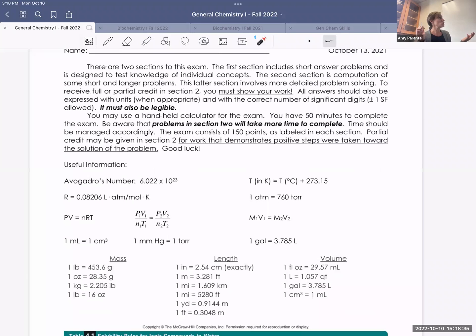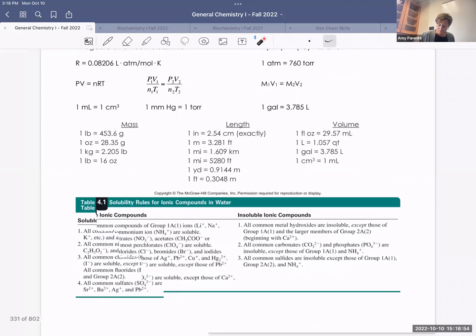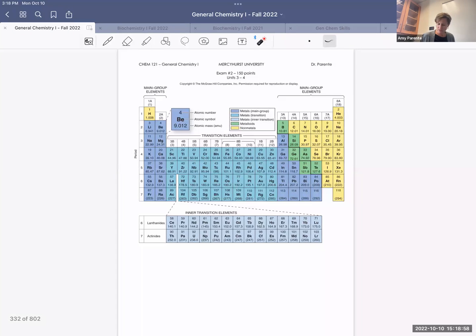So as a good study strategy, take a look at this. This isn't changing from exam to exam, from exam 2 last year to exam 2 this year. Take a look at all of these equations, all of these pieces of information, and make sure you know how and where you might use them. Okay. You have your table 4.1 there, which is your solubility. You always have a periodic table.